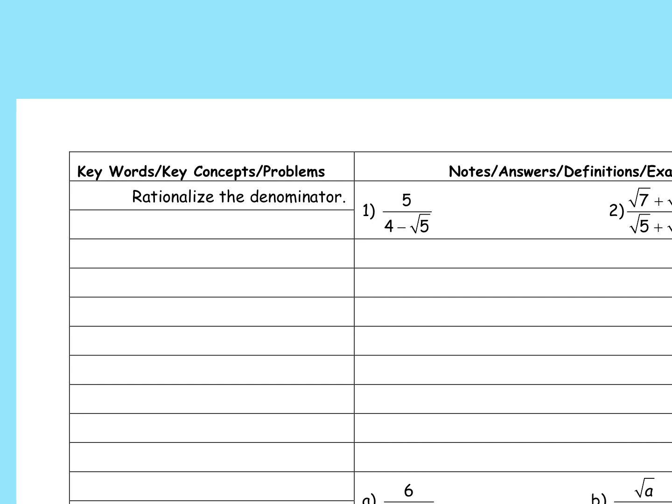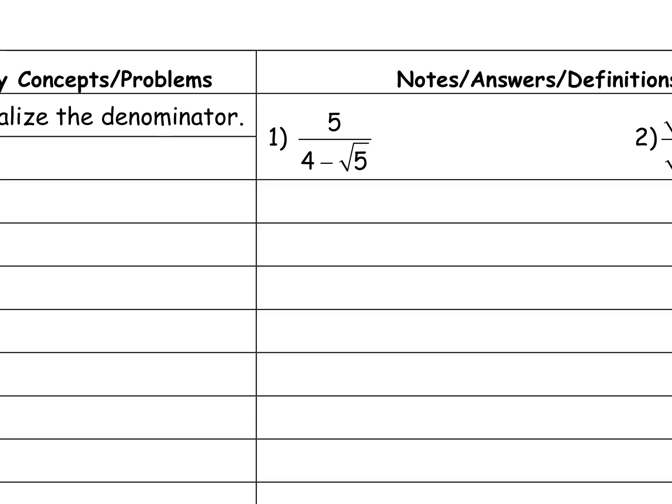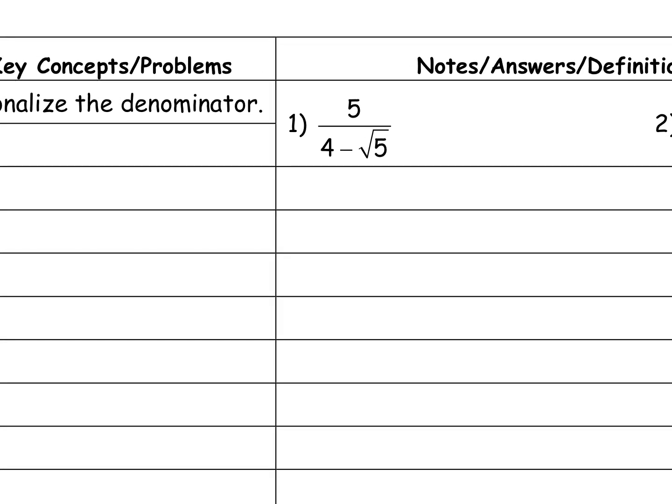Remember, I can't have square roots in the denominator. I'm still going to multiply by 1, only this time, every time I do this, I forget the word. I'm going to multiply by 1, but what I need to do is take this whole number right here and multiply by the opposite side. So 4 plus, I'm going to change the middle sign. So 4 plus the square root of 5, and that's going to be my 1.